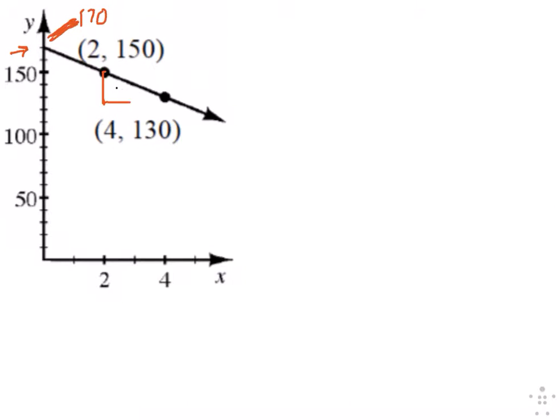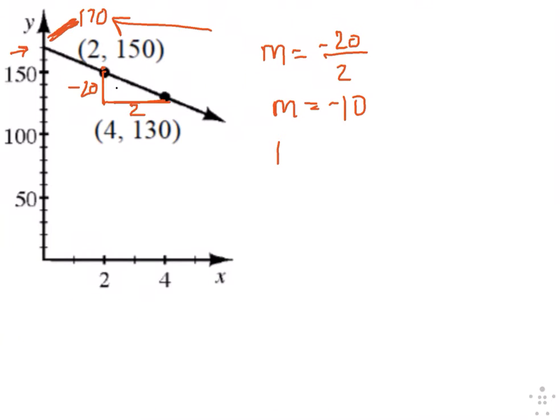So down and over. So in the x direction, it went 2, right? And in the y direction, starting here, it went down from 150 to 130, right? Which is negative 20. So the slope is the change in y, negative 20 over 2. Slope is negative 10, right? And then the y-intercept we saw from right here, the y-intercept is 170.